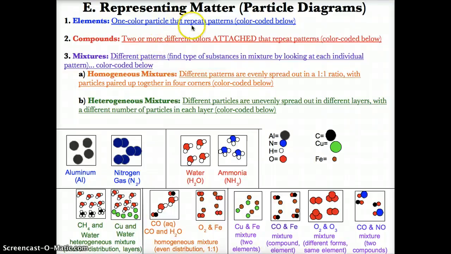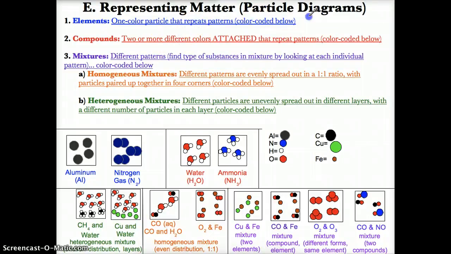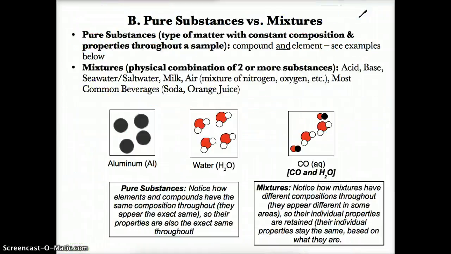Now let's talk about how to represent matter in particle diagrams. But before we do that, I want you to underline any unique patterns you see and analyze those unique patterns to determine whether you have a substance or a mixture. Let's remember, and I want you to memorize this while you're doing this, that substances have the same composition and properties everywhere, meaning they look the same everywhere.